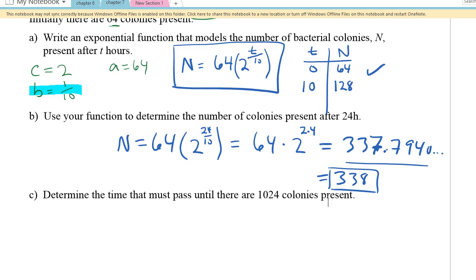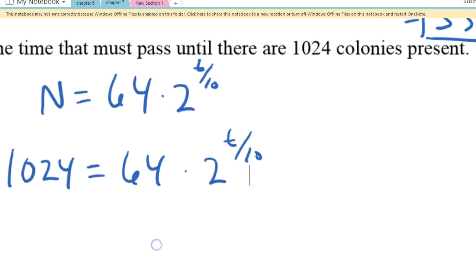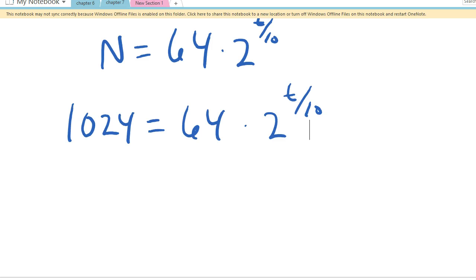Determine the time that must pass until there are 1,024 colonies present. So if we start off with our n is equal to 64 times 2 to the power of t over 10, this is an example where we're going to be solving for t. So I'll put 1,024 is equal to 64 times 2 to the power of t over 10. Looking at this in terms of powers of 2, 1,024 is the same thing as 2 to the power of 10. 64 is equal to, let me think, 2, 4, 8, 16, 32, 64. I think it's 2 to the power of 6.